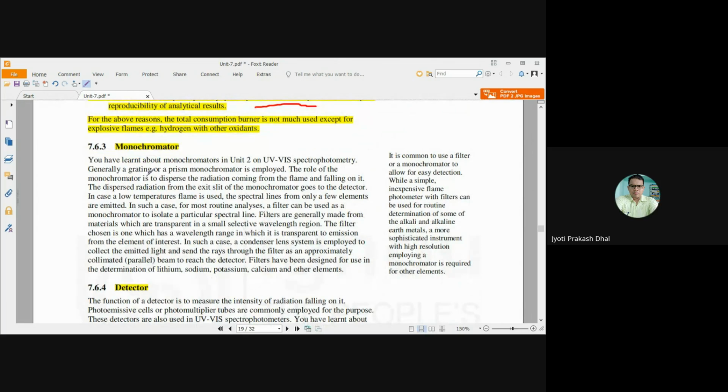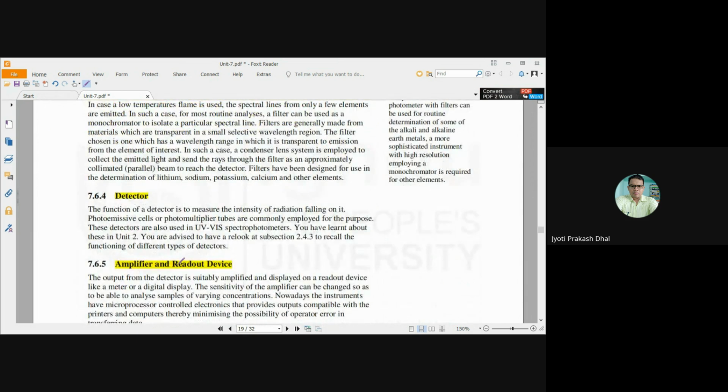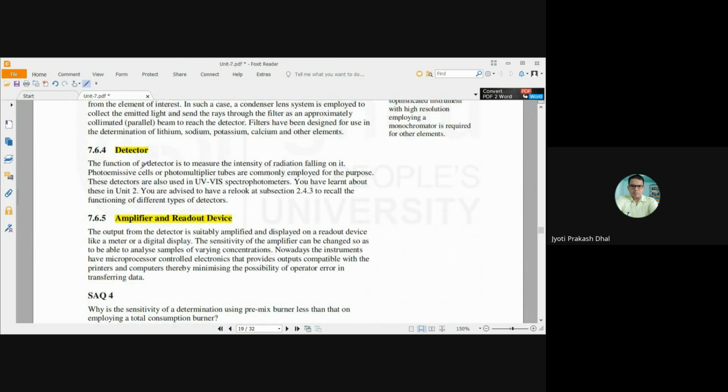Then coming to the monochromator. The function of the monochromator is to eliminate the unnecessary electromagnetic radiation and only allow the emitted radiation from the metal to pass. Now coming to the detector. The function of the detector is to measure the intensity of the radiation falling out from the monochromator.